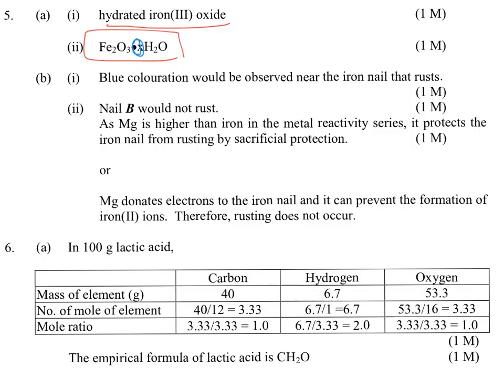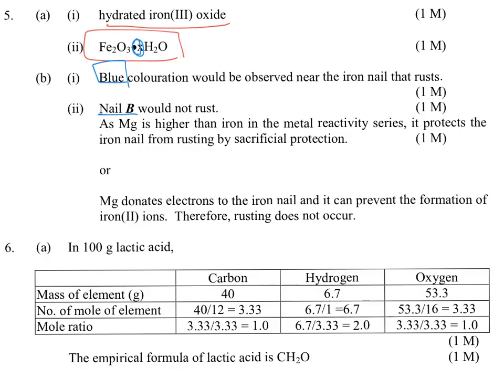And then, what will be observed for the color of the rust indicator? It should be blue. You can find the blue color because the nail rusts. However, which nail will not rust? Nail B. Okay, why? You can answer in different ways.